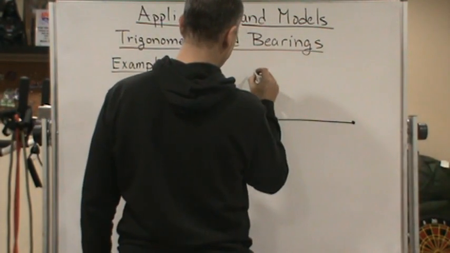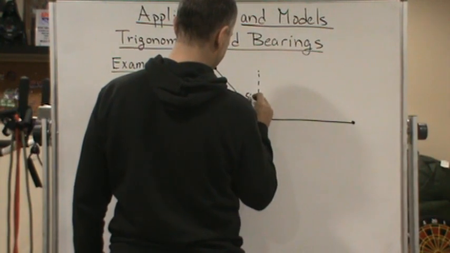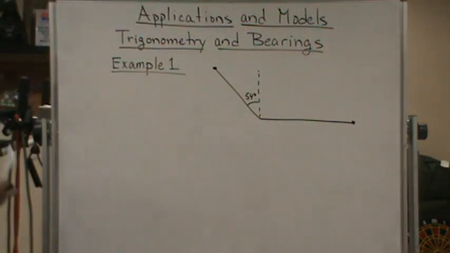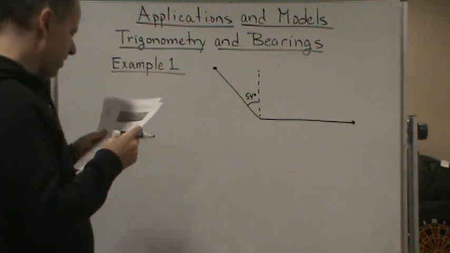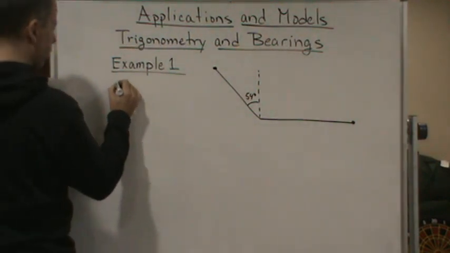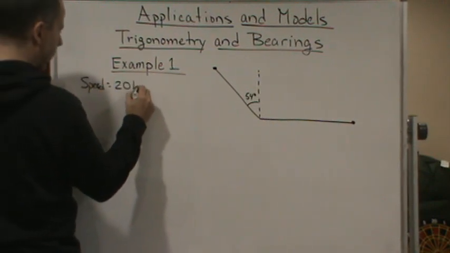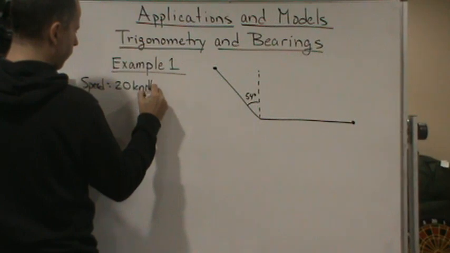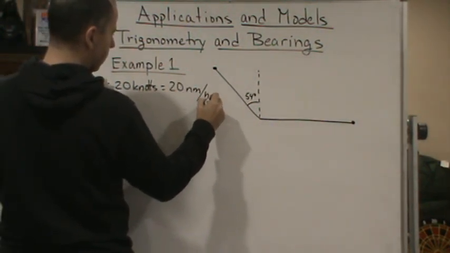Okay, and so this angle here is 54 degrees. Okay? Oh, and it gives us the speed. It's going 20 knots, right? The speed, 20 knots, which is equal to 20 nautical miles per hour.